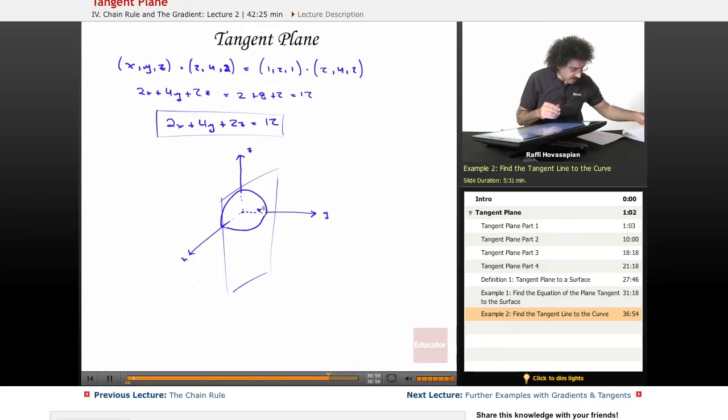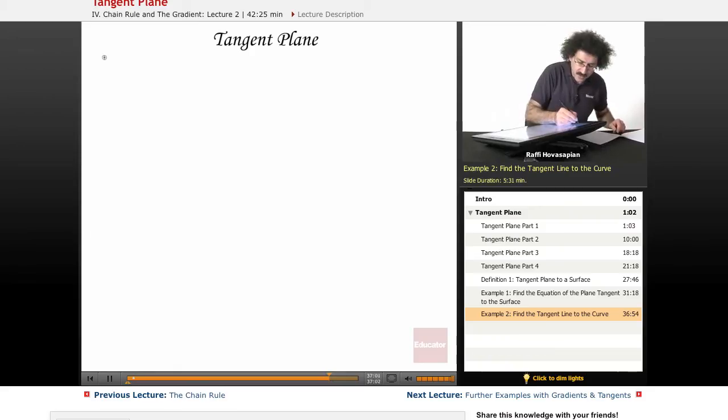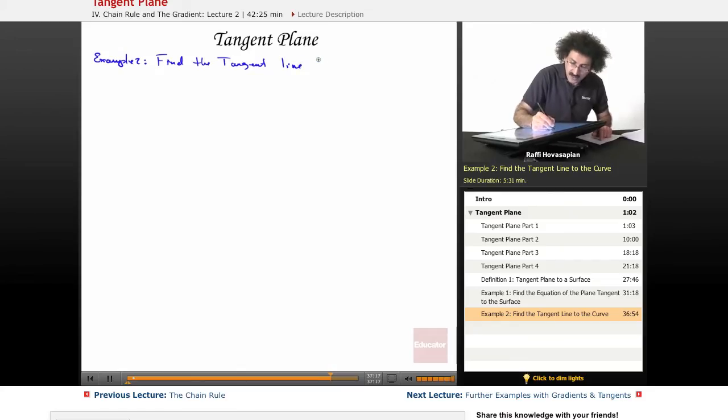So let's go ahead and do another example here. And we'll finish off with this one. This is example number 2. This time we want to find the tangent line to the curve, excuse me, x y squared plus x cubed equals 10 at the point (1, 2).